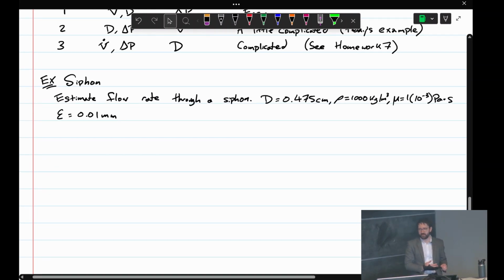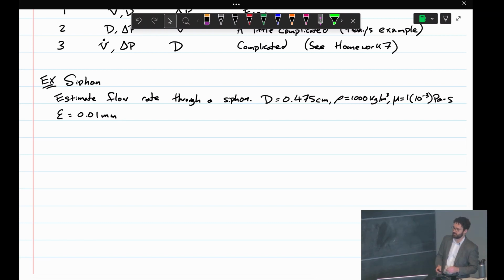Okay, so I'm going to set up this demo. So here's some material properties that we're going to use and the diameter of the tube that I'm going to use. So set this up.